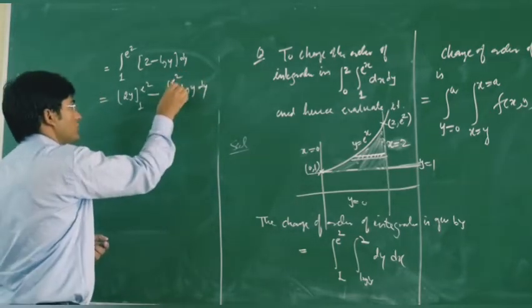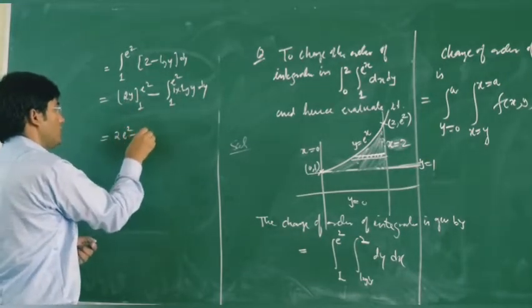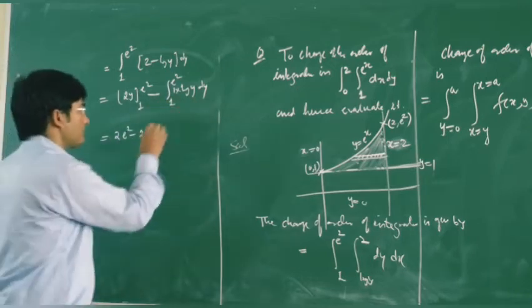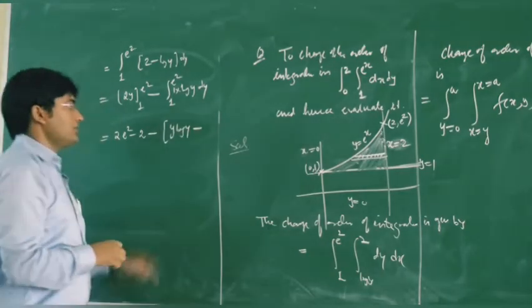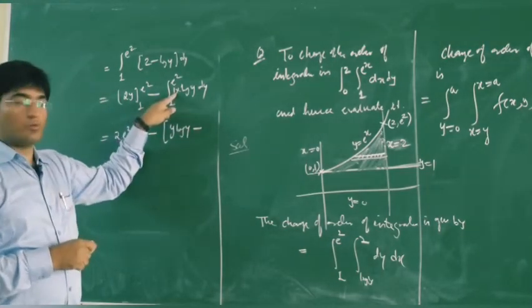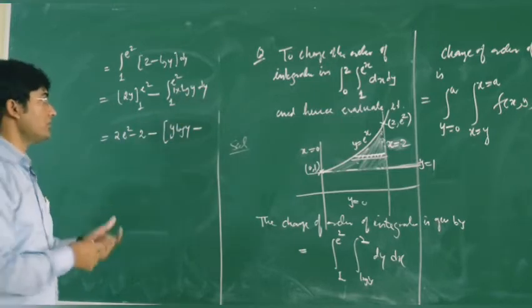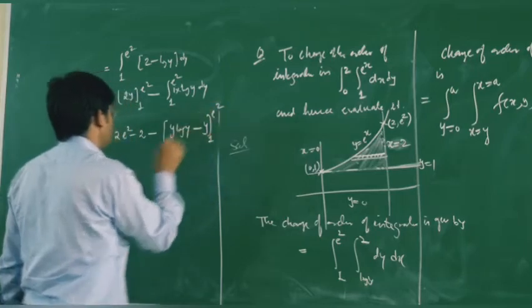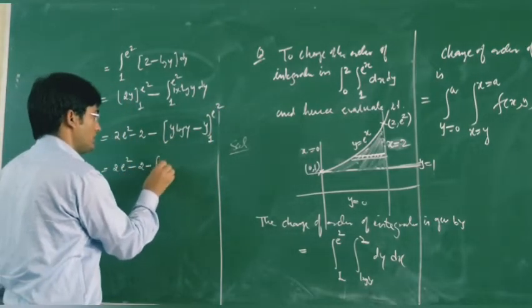Now this can be written as 1 into log y. Now this is your 2 into e square minus 2. Now integration of 1 into log y will be, integration of 1 will be y, then we will have minus sign. Integration of 1 will be y, and then the differentiation of log y will be 1 upon y, so we have 1. And the integration of 1 is 1, so we have again limit from 1 to e square. So this is your 2 e square minus 2, then we have e square.